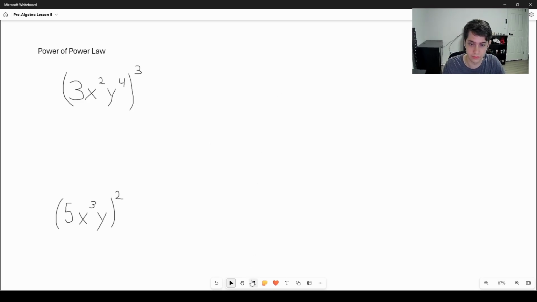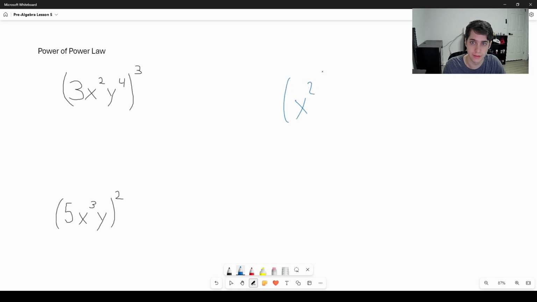We're going to be beginning with the power of power law. So if you recall from last time, this was a rule that says if we have an exponent or a variable raised to an exponent, and that itself is then raised to another exponent, what we actually do is we multiply these values together and get our new value, which has an exponent of 6.